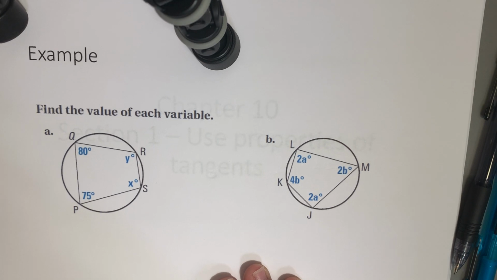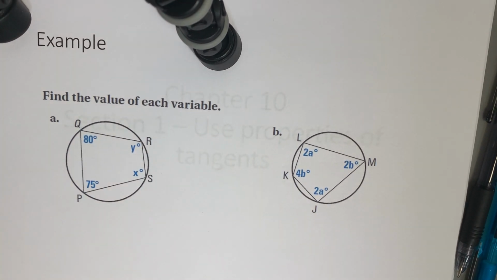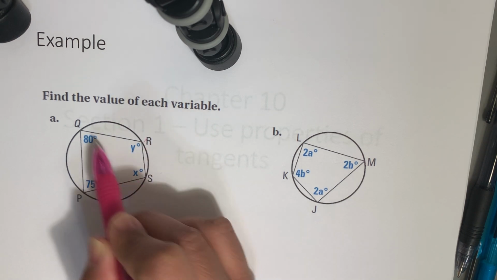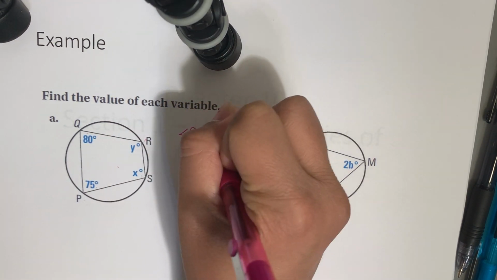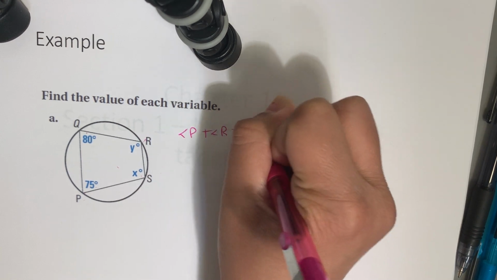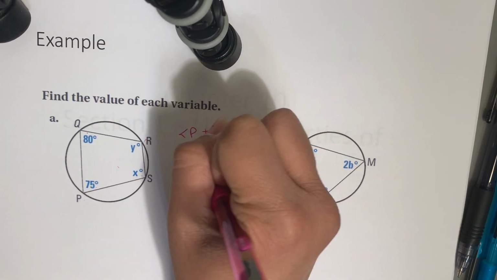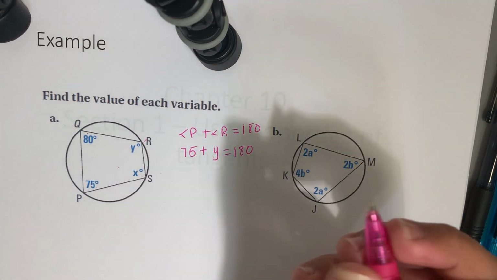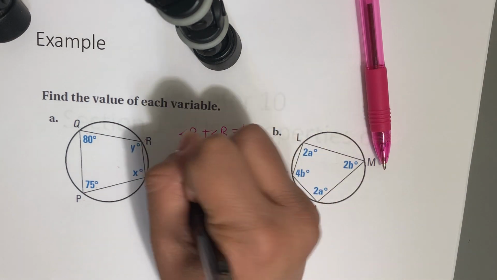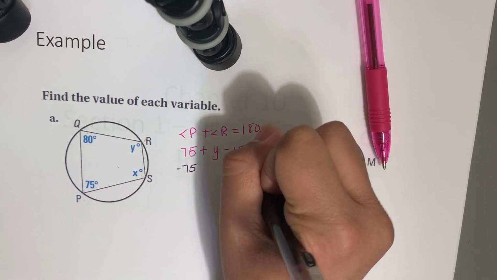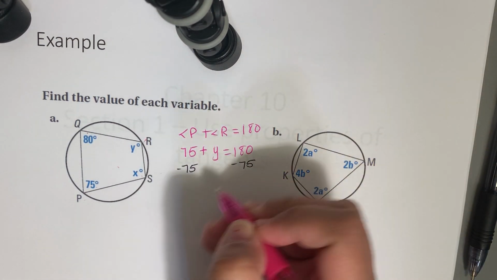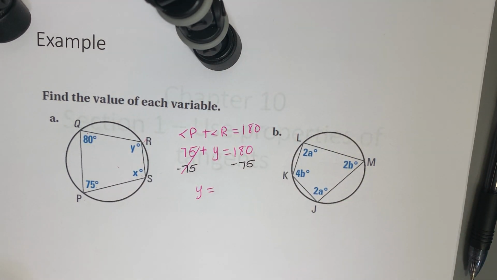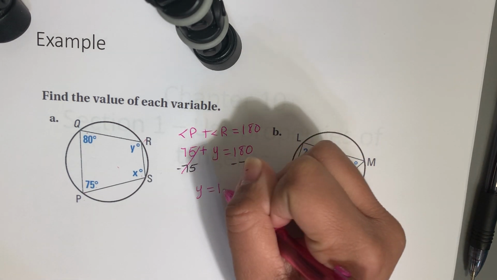So here, it says find the value of each variable. Well, we know that opposite angles are supplementary. So P plus R equals 180. Well, P is 75, R is Y, and we just solve. So it's minus 75. Y equals 105, right?